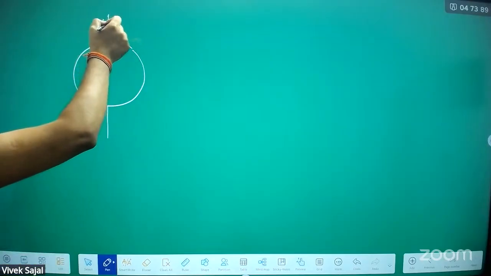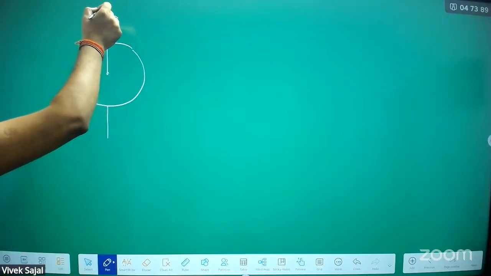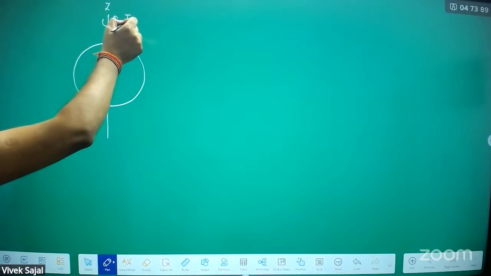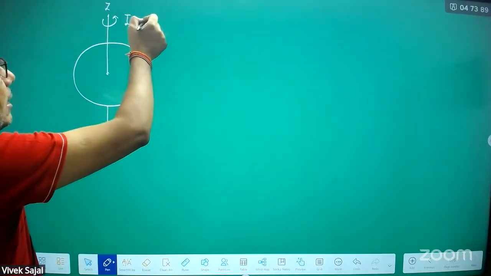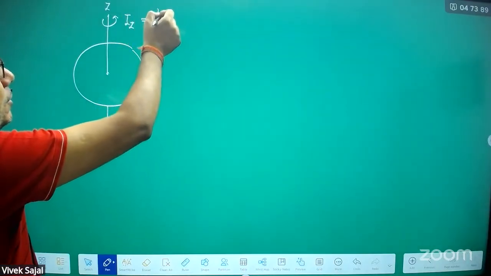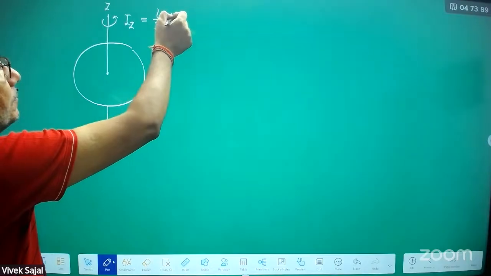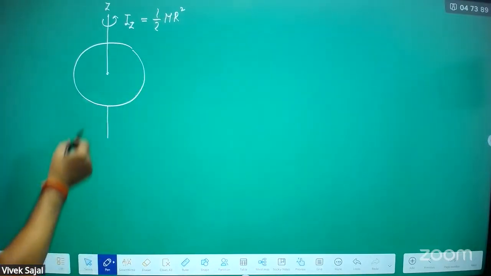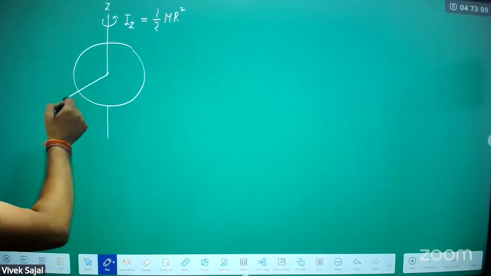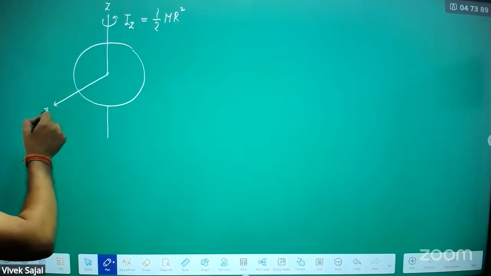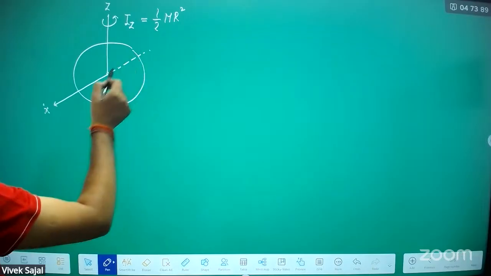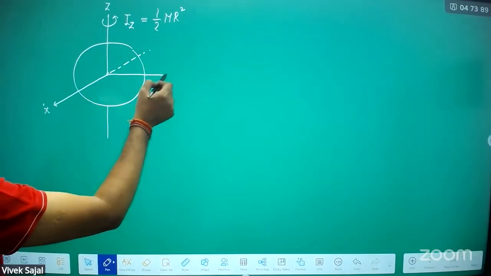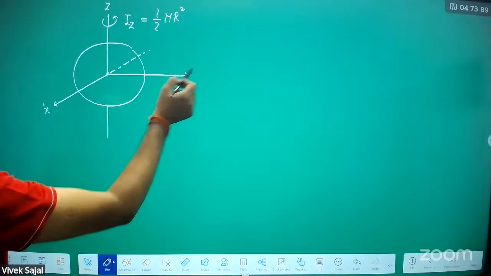If you are rotating this disk about this z-axis, then this will be Iz. And how much is Iz? In the last class I found out it is 1/2 MR². Okay, if you consider this is the x-axis like this, and this is the y-axis.